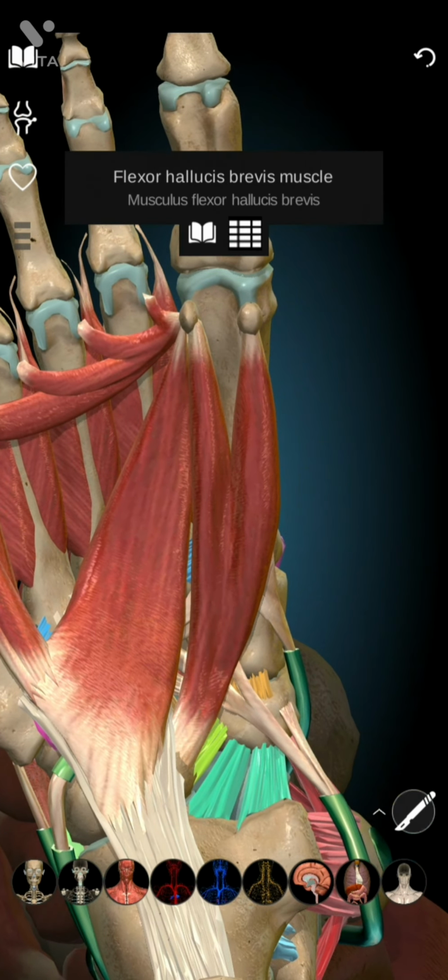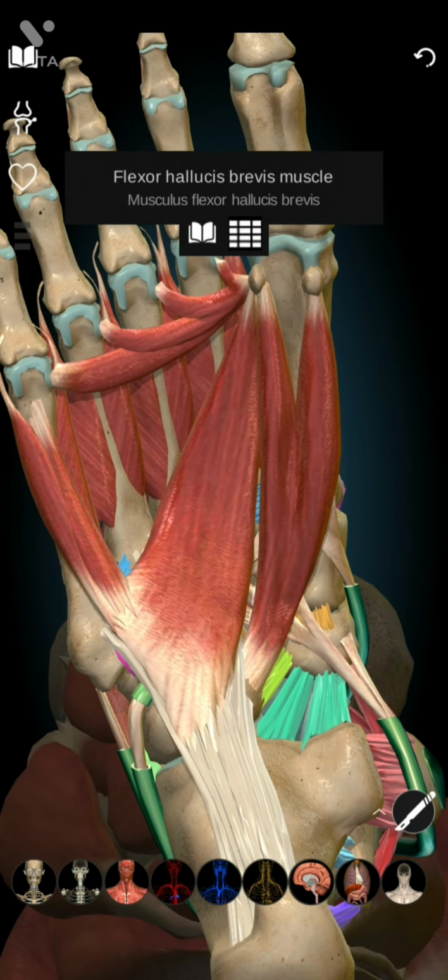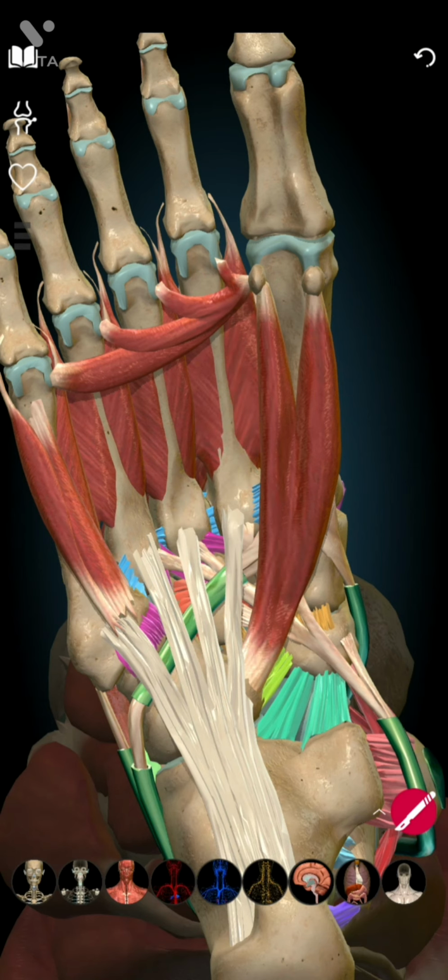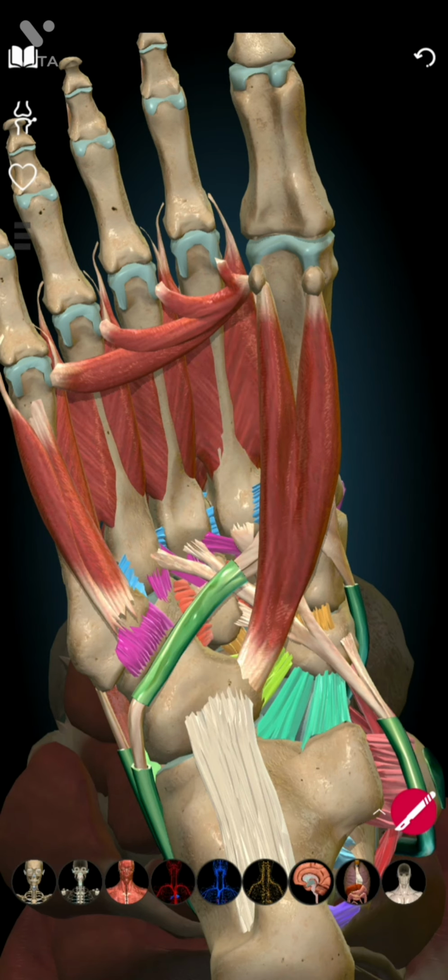Initially, from the medial side, flexor hallucis brevis. It is a flexor muscle, going to flex the hallucis. These tendons are going to insert on the first digit, so hence hallucis, and it is a short muscle, so it is brevis. If you want to see a clear image of how it originates, we are going to remove this muscle and these tendons too.